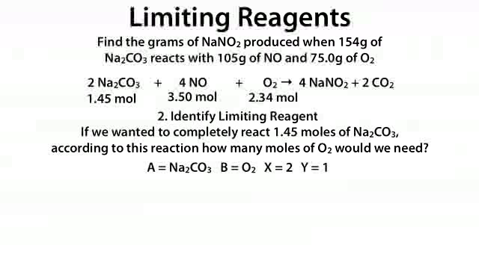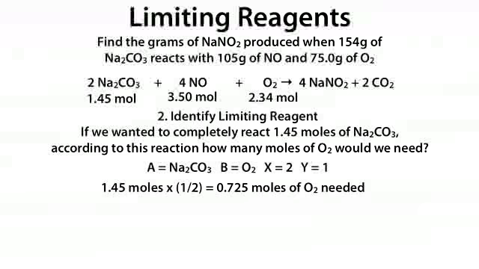Now, in this case, we have Na2CO3. We're looking for O2. The coefficient in front of Na2CO3 is 2. The coefficient in front of O2 is 1, which means that we simply multiply 1.45 moles of Na2CO3 by 1 over 2 to give 0.725 moles of O2. So we would need 0.725 moles of O2 to completely react 1.45 moles of Na2CO3. Do we have that? Yes, we do again. We have more than 0.725 moles of O2 because we have 2.34 moles of O2.